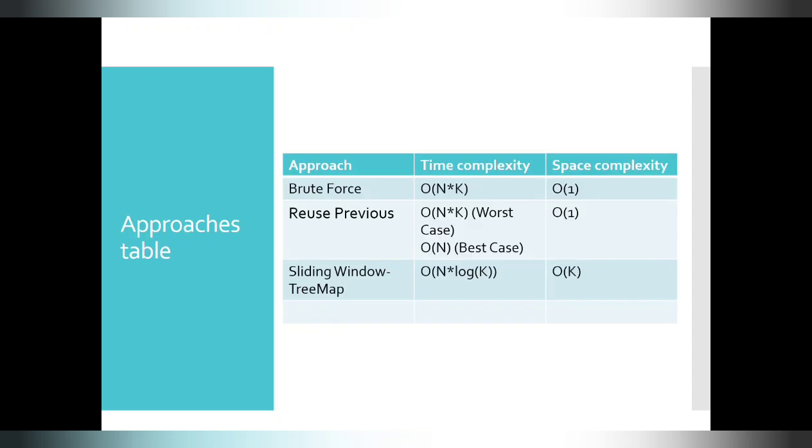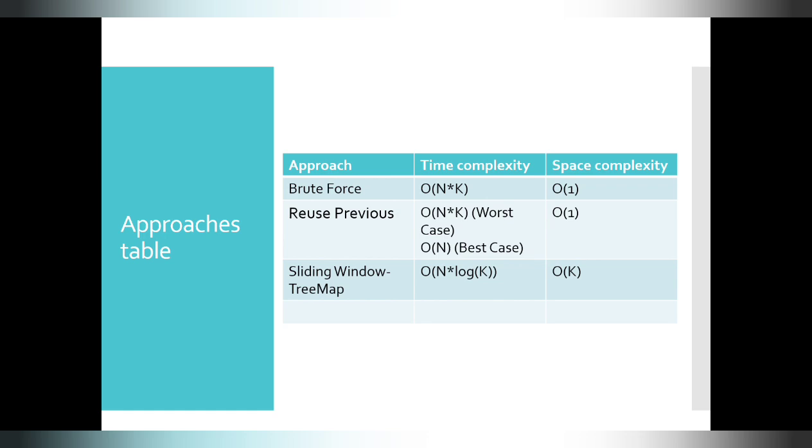In the approach table, the first approach, brute force, takes order of n into k time complexity and space complexity of order 1. Reusing the previous sliding window takes the same as brute force in the worst case, and in the best case it takes order of n, with the same space complexity of order 1. Our approach three, the sliding window with tree map, will have a time complexity of order of n into log k.